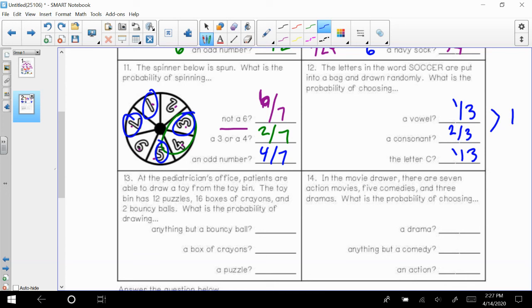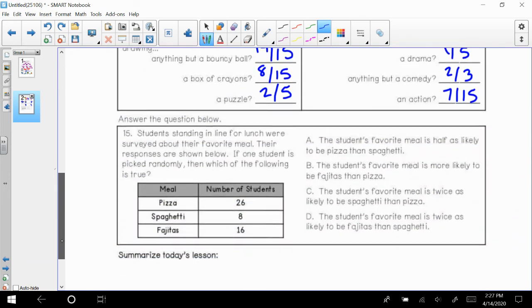Number 13, you're at the pediatrician's office. The probability of getting anything but a bouncy ball was 14 out of 15. The box of crayons was 8 out of 15, and the puzzle 2 out of 5. And in the movie drawer, the probability of choosing a drama was 1 out of 5, anything but comedy 2 out of 3, an action movie 7 out of 15. Again, check to make sure you simplified your fractions all the way.